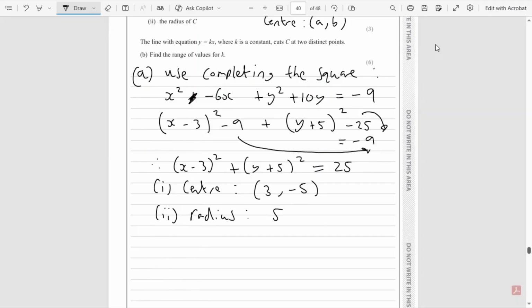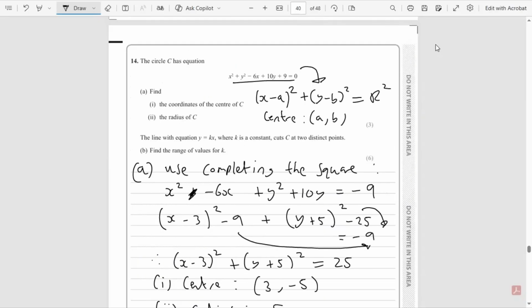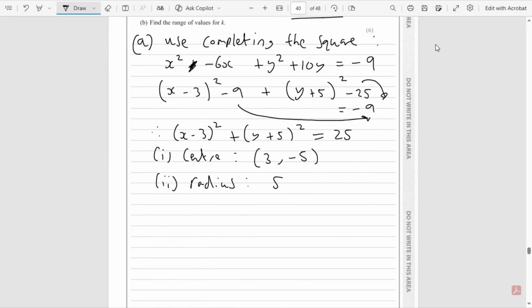Perfect. Now let's go to part B. Part B says the line with the equation y equals kx, where k is a constant, cuts the circle at two distinct points. Find the range of values for k. Now, there are a couple of ways we could go about this, but what I'm going to do with this question is just imagine it like a points of intersection question, if that makes sense.